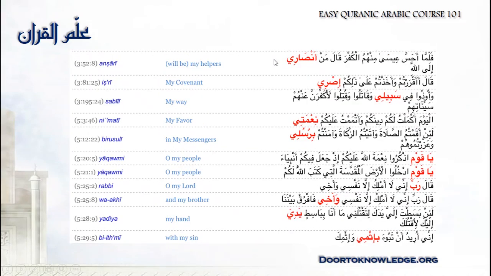And there are more places. Ansari, ansar is helpers. Ya is for my. Ansari, my helpers. Isri, again, isr is covenant. Ya is for my. Isri, my covenant. Sabili, my path, my way. Sabil is path or way. Ya is for my. Sabili, my way. Ni'mati, rusuli. Rusul is messengers. The ya is my, so rusuli, my messengers.